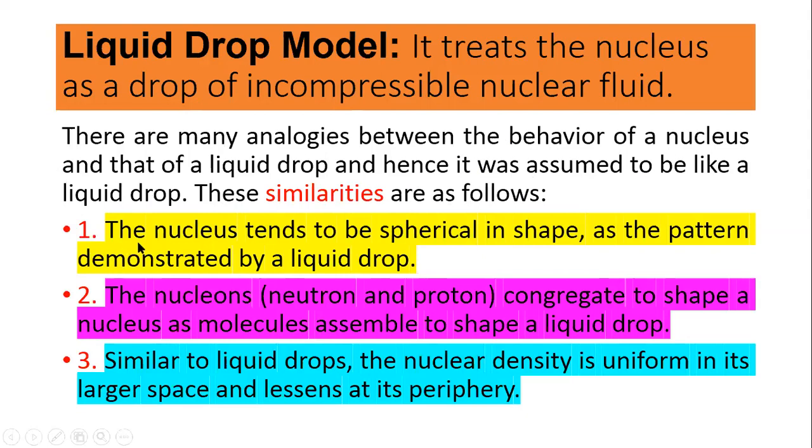The first one is that the nucleus tends to be spherical in shape, as demonstrated by a liquid drop. The second similarity is that the nucleons, which are the sum of the neutrons and protons, congregate to shape a nucleus as molecules assemble to shape a liquid drop. The third one is that, similar to liquid drops, the nuclear density is uniform in its largest space and lessens at the surroundings or the periphery of the nucleus or the drop.